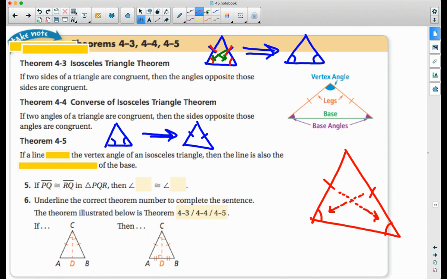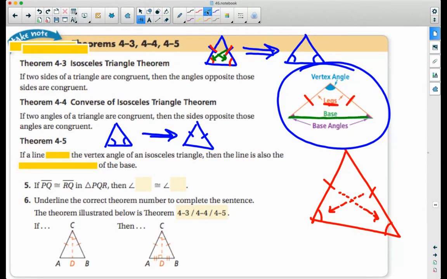Now, if we look at this figure right here, this is going to show us some vocabulary and how we talk about isosceles triangles. The two sides that are congruent to each other we call legs. The odd side out, the one that is not congruent to the other two, we call that the base of an isosceles triangle. So that means we call the two congruent angles base angles. And then the odd angle out, the one that's not congruent to the other two, we call that a vertex angle.